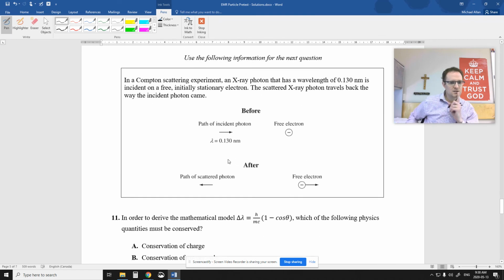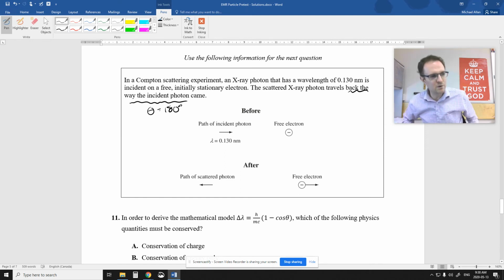Okay. So in the Compton effect here, we got a scattering effect. So a photon comes and it scatters directly back, travels back the way the incident photon came. So because of that, the angle of scatter is 180 degrees. This is the maximum it could be. Went straight back the way it went, right?